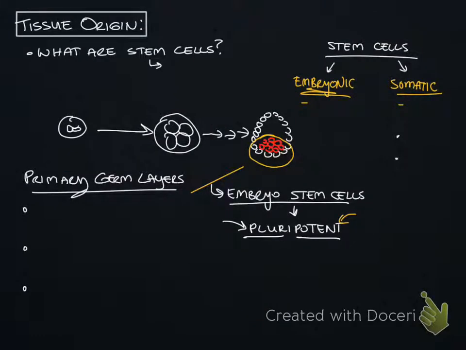So where do these different tissues originate from? They all originate from stem cells. And to be a stem cell, you have to be unspecialized. You have to be an unspecialized cell.